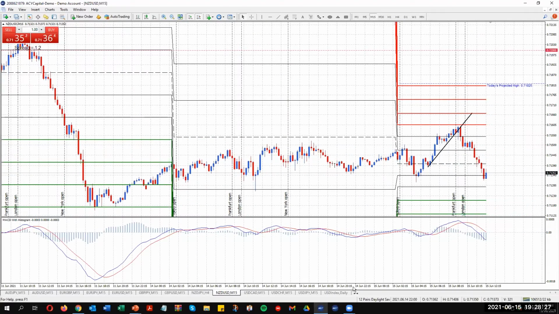And as well, down at the bottom, in the profiles, you'll get my profiles: 12 pairs daylight saving, indices, and megatrend. Again, it doesn't overwrite anything that you've already got in the platform.